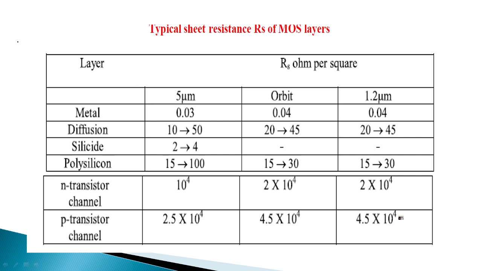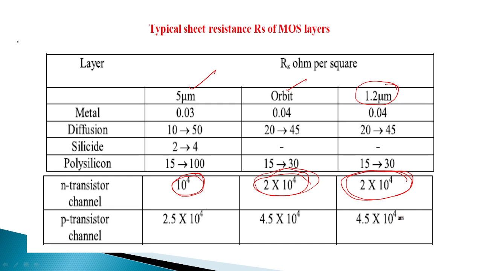What does the table say? For an NMOS transistor, internally it has 10 power 4 ohms resistance for the 5 micrometer design rule. For the 2 micrometer design rule, it is 2 into 10 power 4 ohms. For the 1.2 micrometer design rule, the resistance is 2 into 10 power 4 ohms. So this is the internal standard resistance.